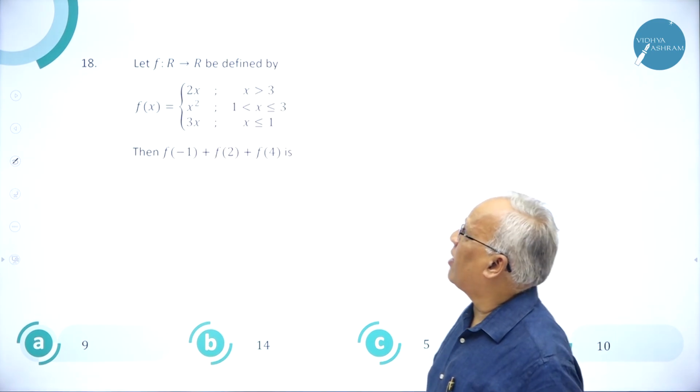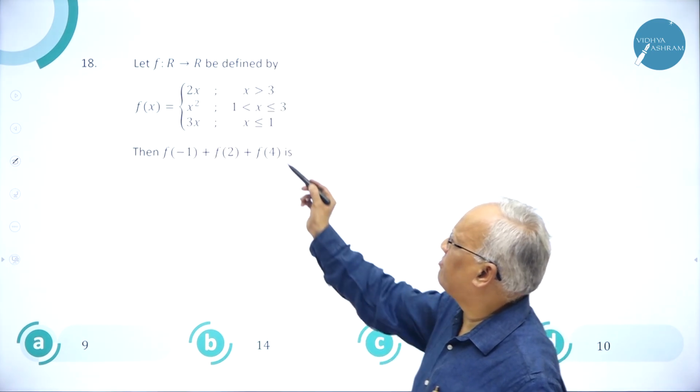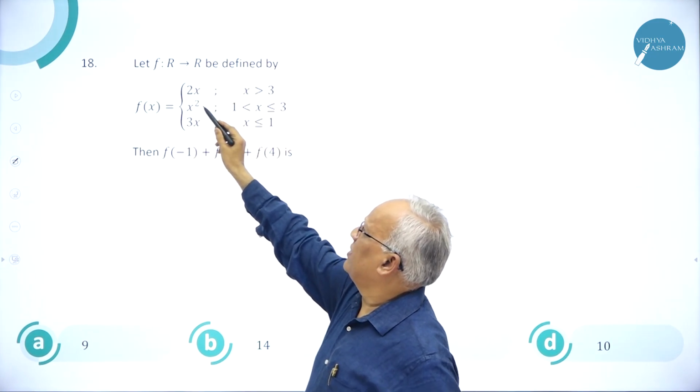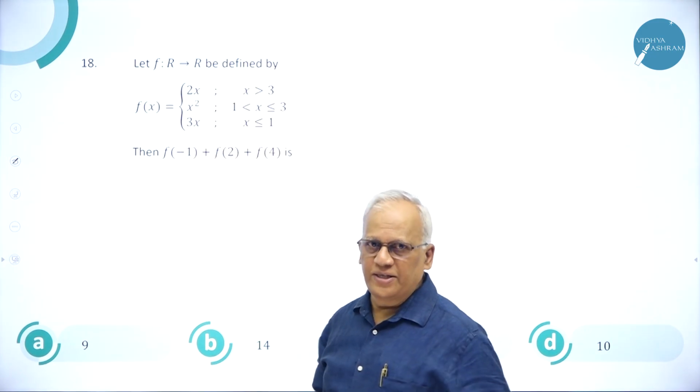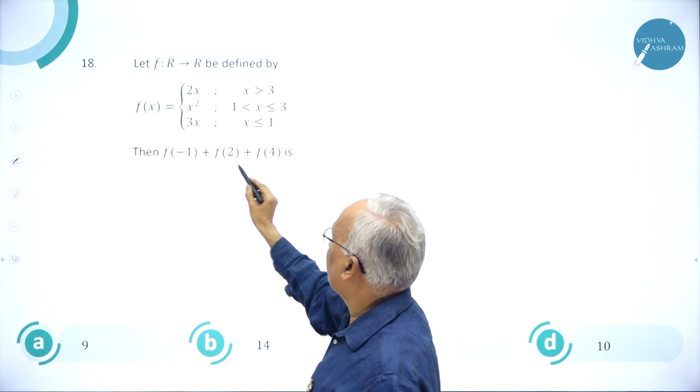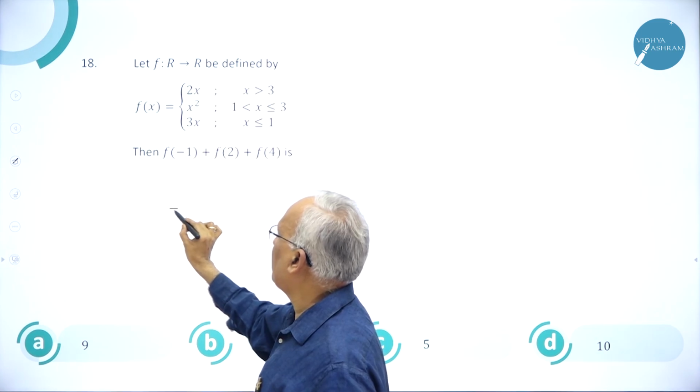Let f from R to R be defined by, see, defined for all values of x, less than or equal to 1 here, more than 3 there, between 1 and 3 here. It is defined for all values of x. Now, what is f of minus 1 plus f of 2 plus f of 4? It is a simple problem on functions.